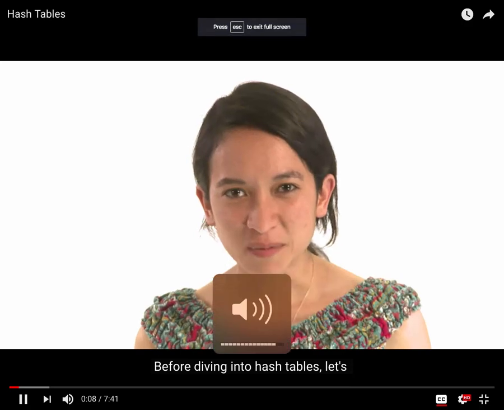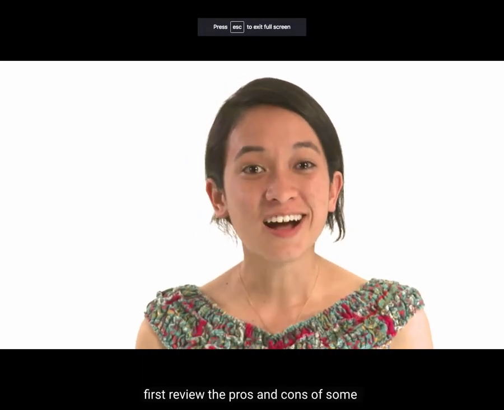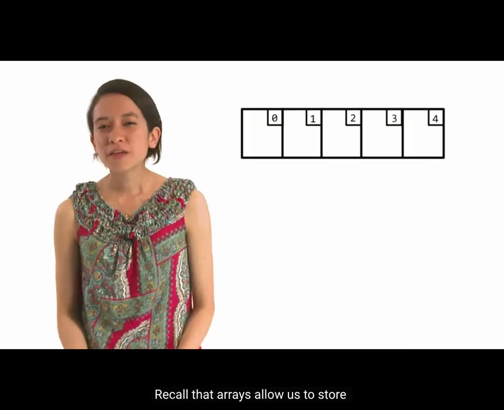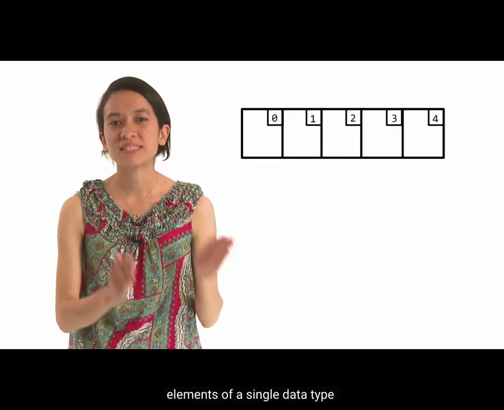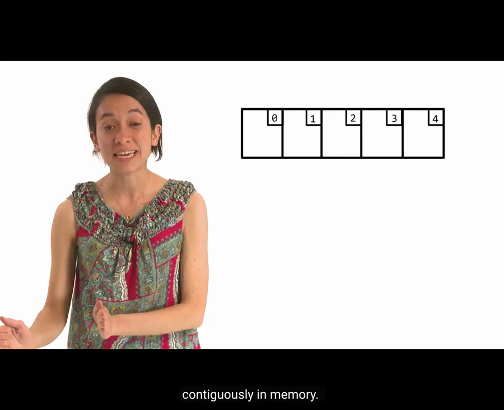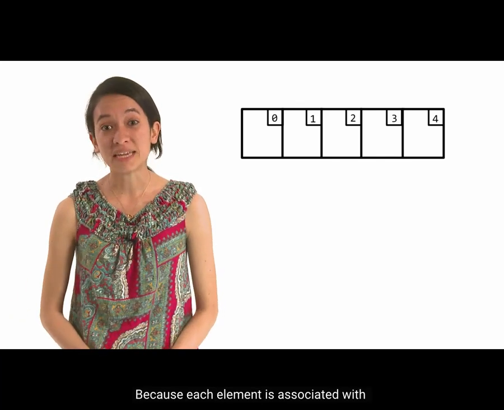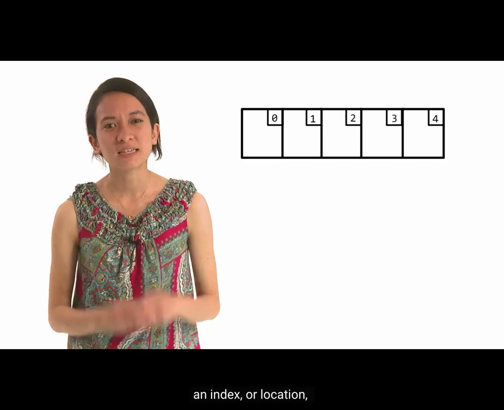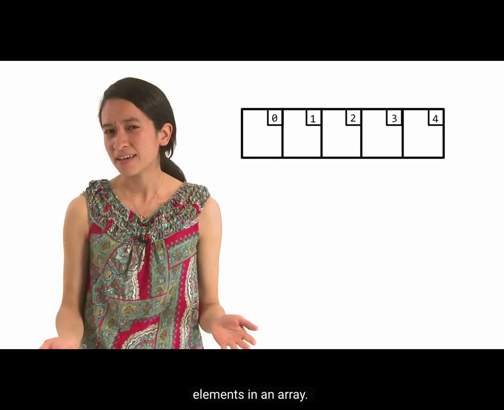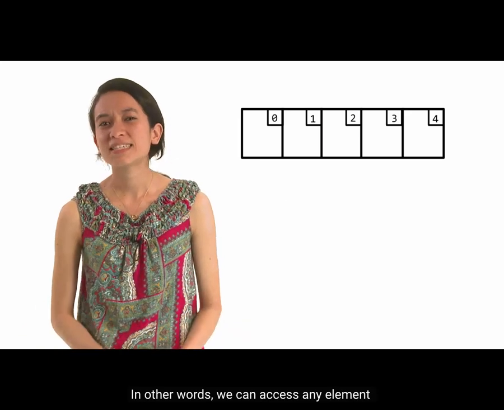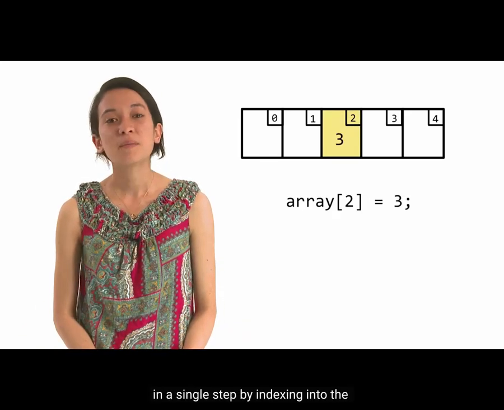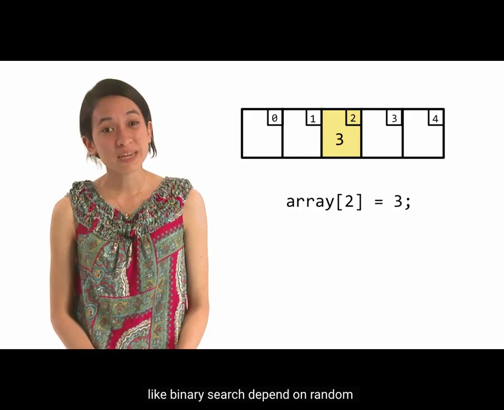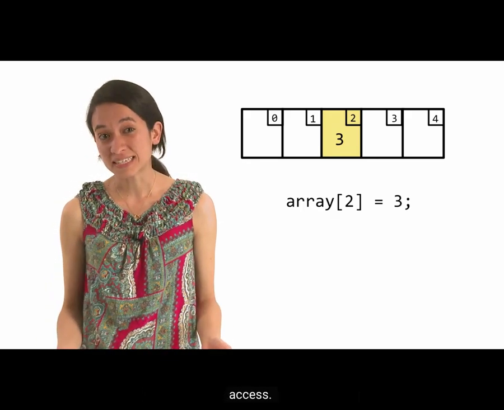Before diving into hash tables, let's first review the pros and cons of some simpler data structures, starting with arrays. Recall that arrays allow us to store elements of a single data type contiguously in memory. Because each element is associated with an index or location, we have random access to all of the elements in an array. In other words, we can access any element in a single step by indexing into the array. This is a big deal because algorithms like binary search depend on random access.